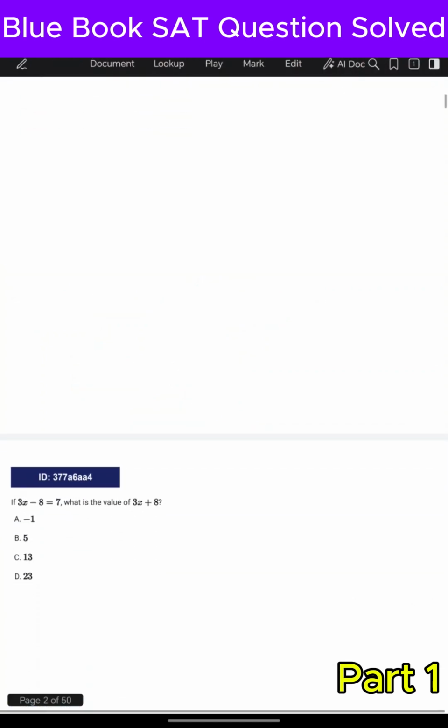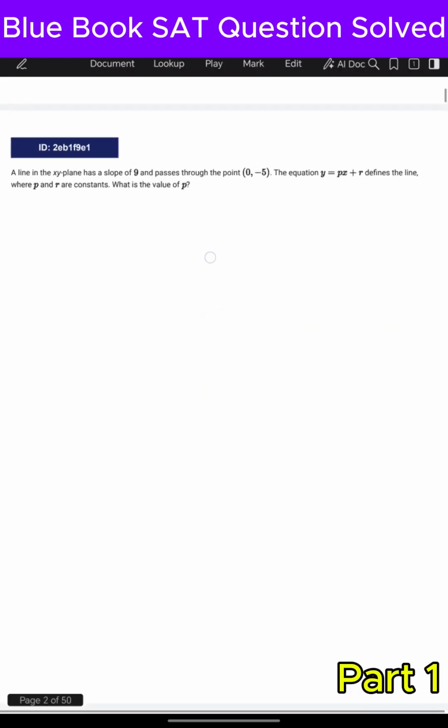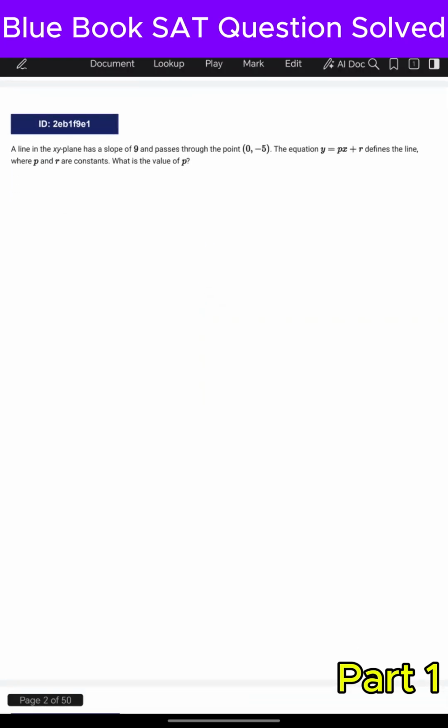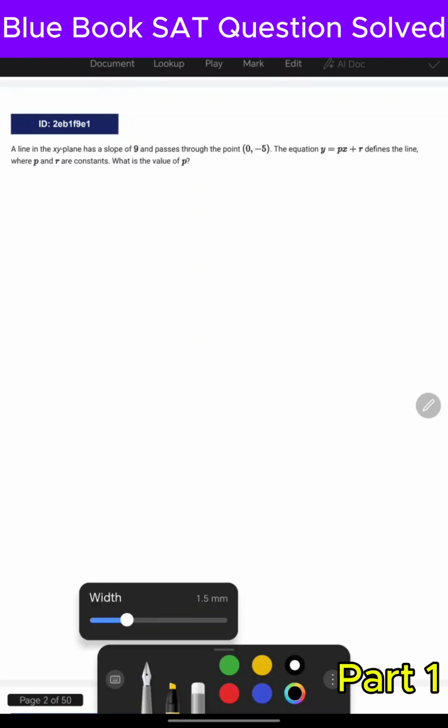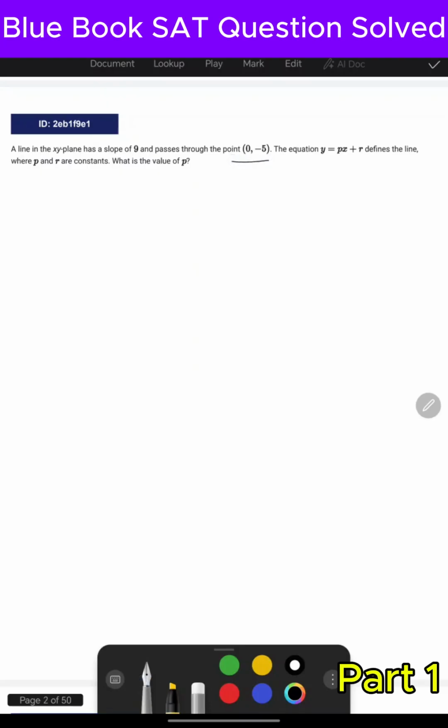As per the next question, it says a line in the xy-plane has a slope of 9, and passes through the point (0, 5). The equation is this, and p and r are constants. What is the value of p?